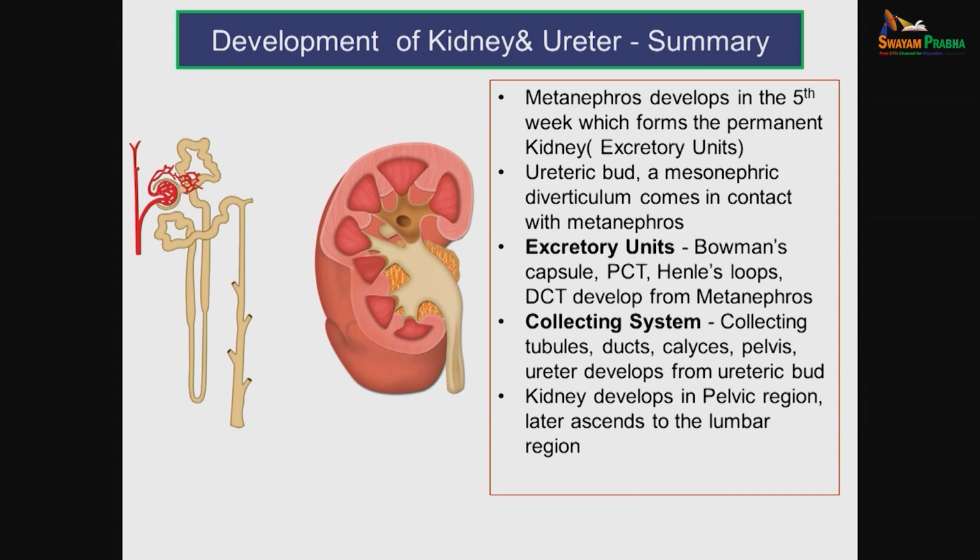As has been told earlier, the kidney develops in the pelvic region and later on it ascends to the lumbar region. So this summarizes the development of the kidney and ureter. Next we will move on to the next part of our lecture, that is the development of the urinary bladder.